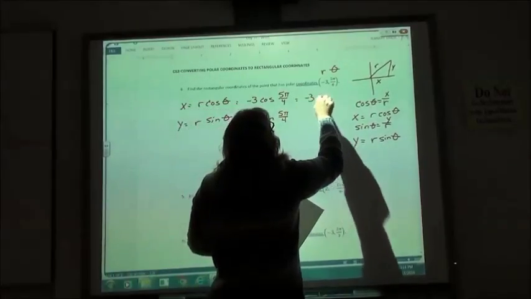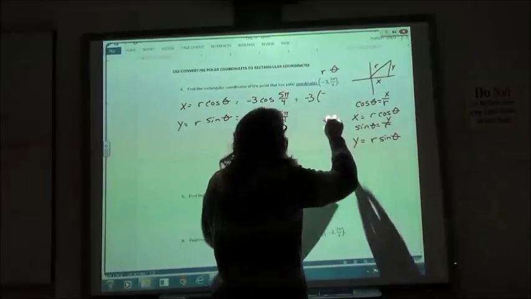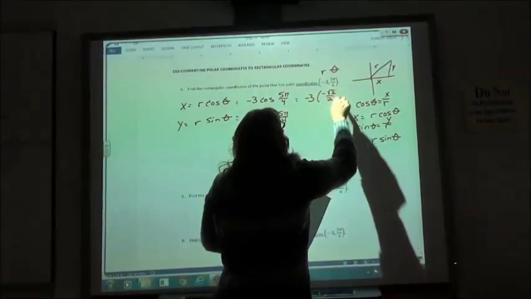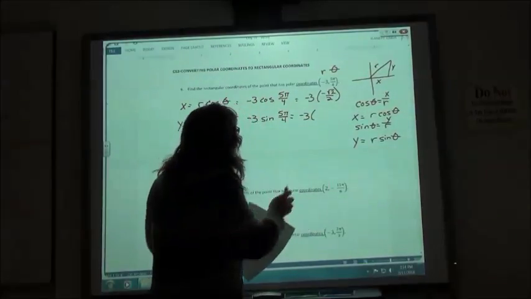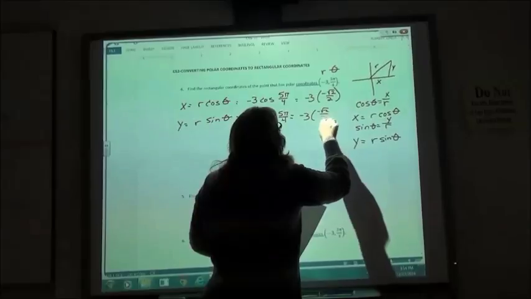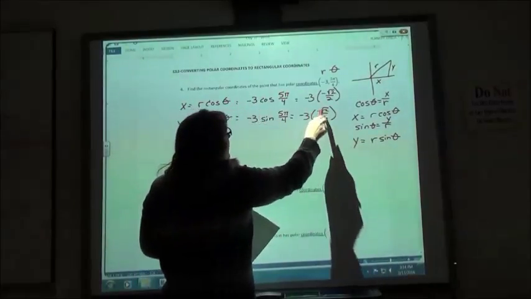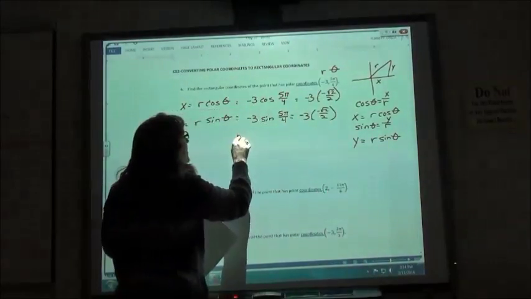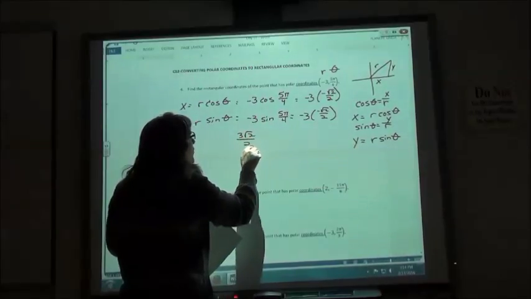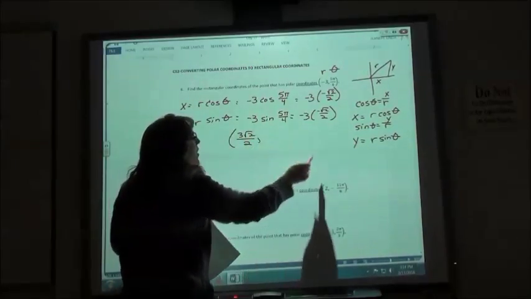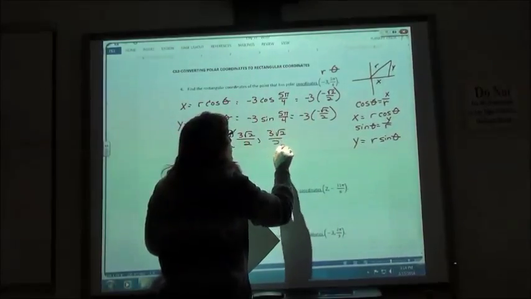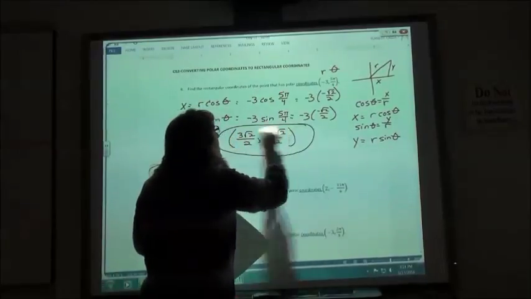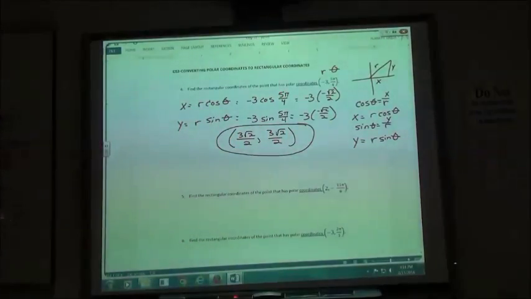So I'm going to have negative 3 times negative square root of 2 over 2. Here, I'm going to have negative 3 times the sine, which is also negative square root of 2 over 2. So, multiplying this out, a negative times a negative is going to give me a positive 3 square root of 2 over 2. That's going to be my X value. Here again, negative times a negative is a positive 3 square root of 2 over 2. And so my rectangular coordinates in this case, I get 3 square root of 2 over 2 and 3 square root of 2 over 2.